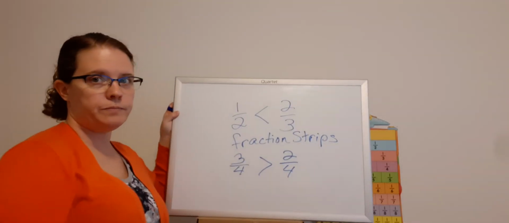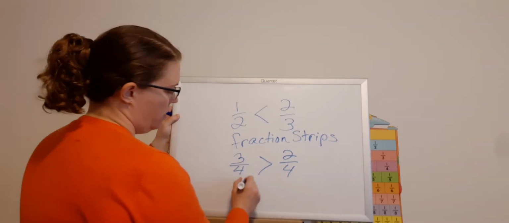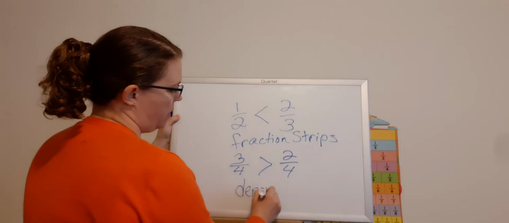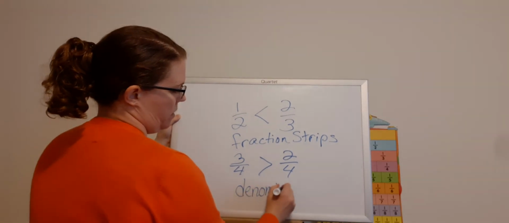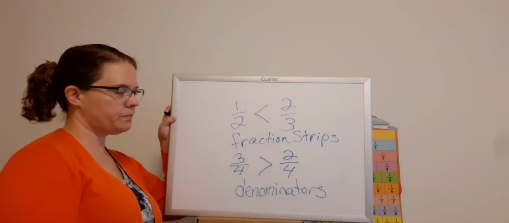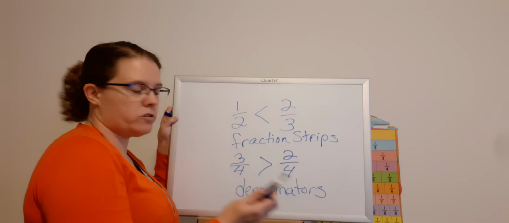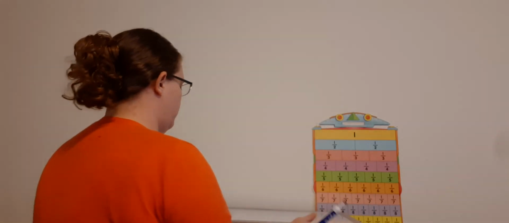And what strategy did you use? Denominator strategy. Okay, so I just looked at my denominator. Just put denominators. So you saw that your denominators were the same. Now you just have to compare your numerators. Okay. All right, I want you to do numbers 4 and 5 on your own.